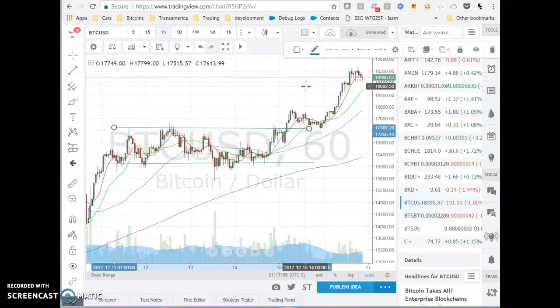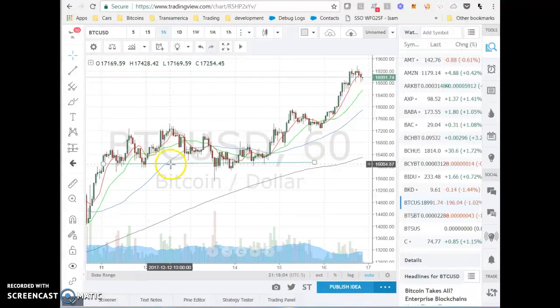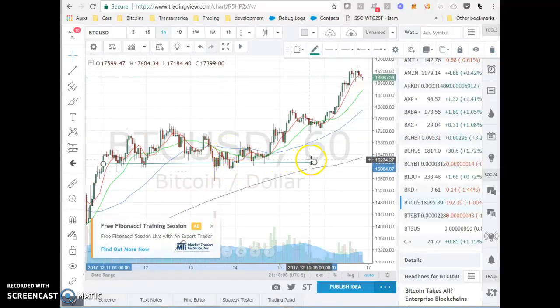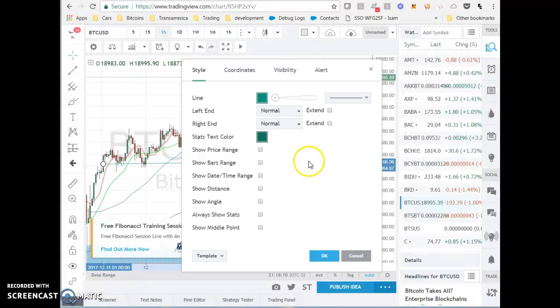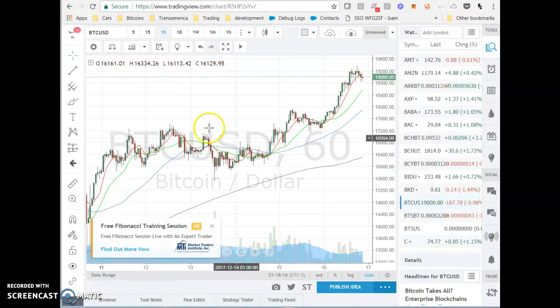Now, you see I have 3 other lines on this chart here. So let me remove these, support and resistance. Okay, remove that one as well. Try to remove it, but don't seem like I can. Okay, there we go.